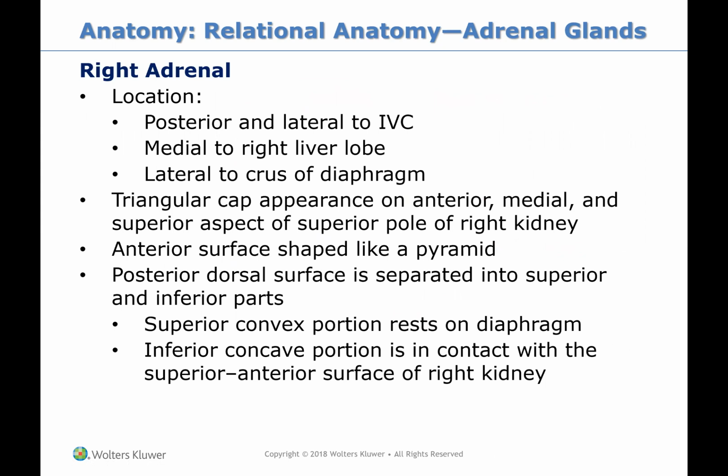The right adrenal location is posterior and lateral to the IVC. So again, it's retroperitoneal, so that makes sense. And it's lateral to the IVC. It's medial to the right liver lobe, and it's lateral to the crest of the diaphragm. And it's triangular shaped.